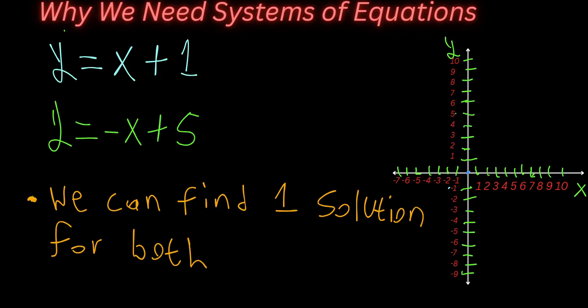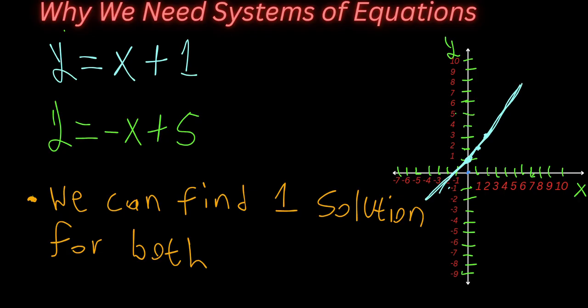Okay, and let's visually represent what that looks like. So we have x plus 1. We're going to have a y-intercept at 1 with a positive slope of 1. So there and there, and over 1, up 1. And we're going to connect those lines. It's a pretty good line right there.